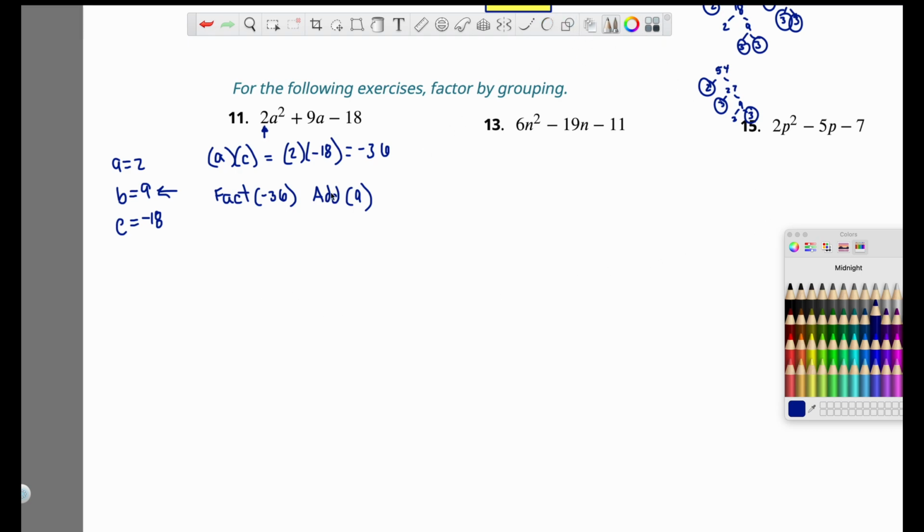And so that's not very good. Let's try that again. Let's make a little table here.